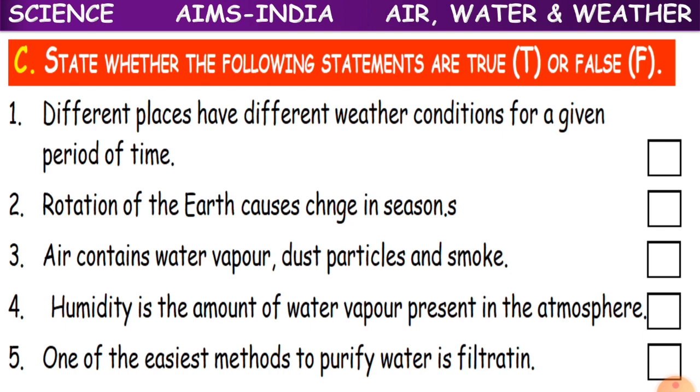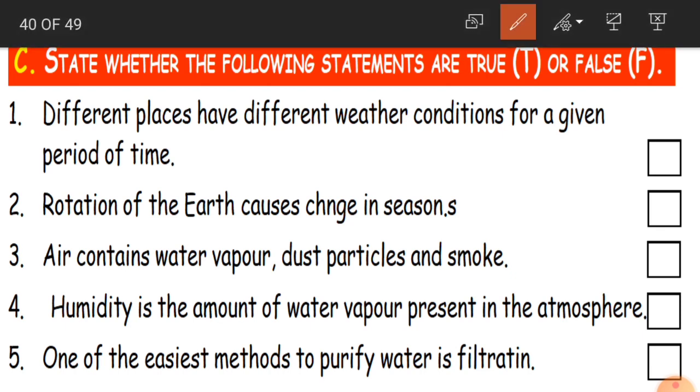Now, in this exercise, we are going to state whether the following statements are true or false. Okay. And the first question here is, different places have different weather conditions for a given period of time. Is it true? Yes, this is true. As we have learned, different places have different conditions at a particular time.